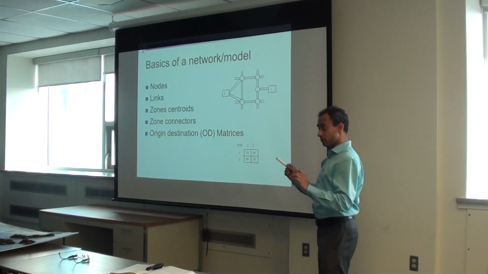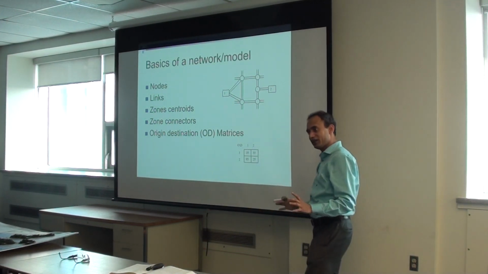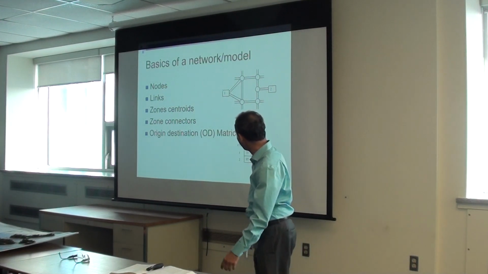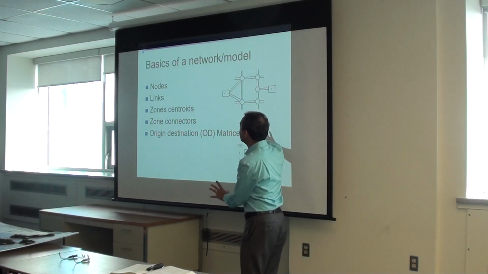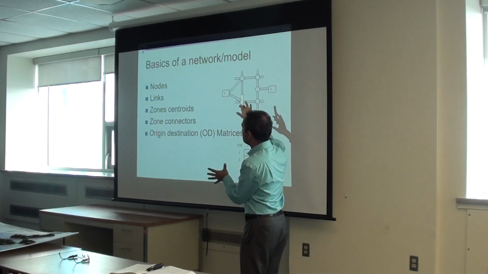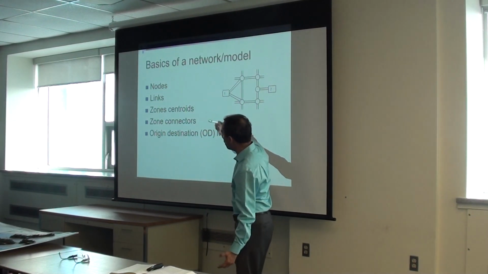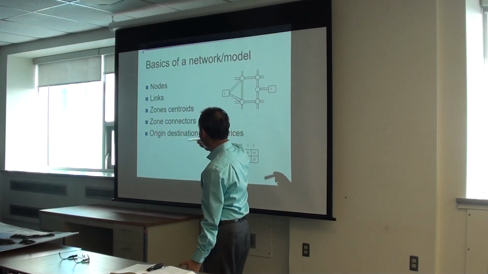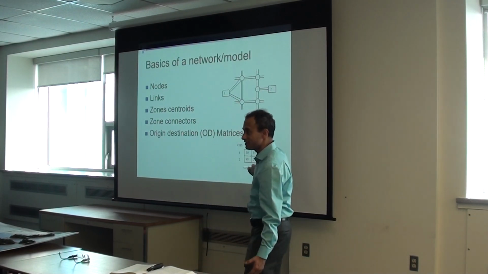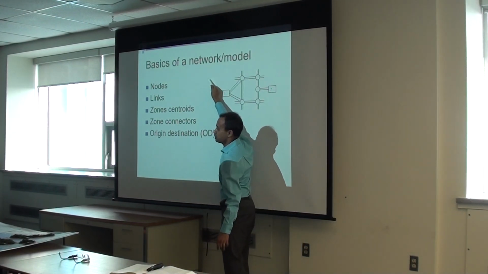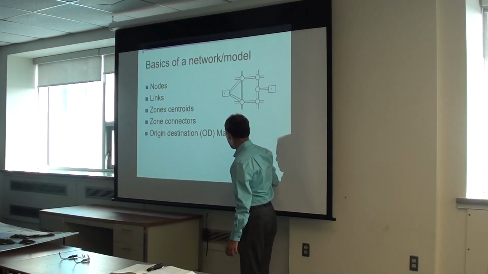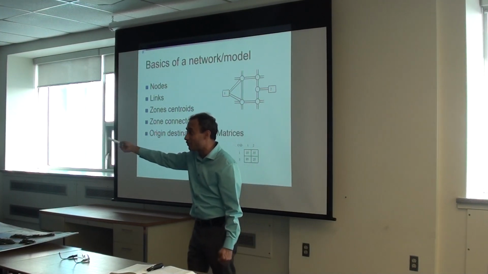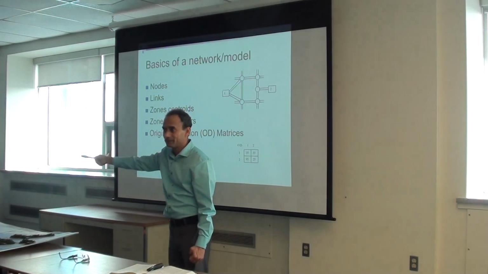So now I'm just backtracking. We know in a nutshell all the modeling components. This is the first step I told you, to build the network. We need to know the nodes, links, zone centroids, zone connectors, and origin destination matrices. So these are coming from our network, and origin destination matrices is what we are creating for our 4-stage model. Right?